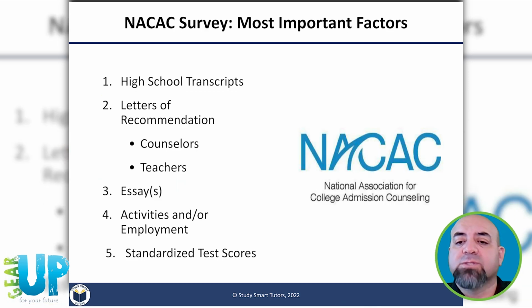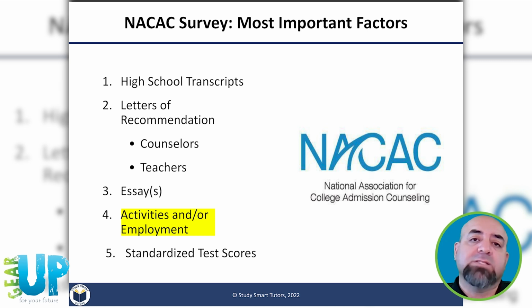The National Association for College Admission Counseling performed a survey. They asked all admission counselors within the country about what were some of the top things that they were looking for when admitting a student into their college or university. One of them was high school transcripts. This not only includes the GPA that you had, but also the courses and the rigorous curriculum that you took based on these courses. The other one is letters of recommendation from your counselors or your teachers or even community leaders. The essays. The personal essay is where you demonstrate what makes you unique, what makes you special, and why you should be chosen over other students.